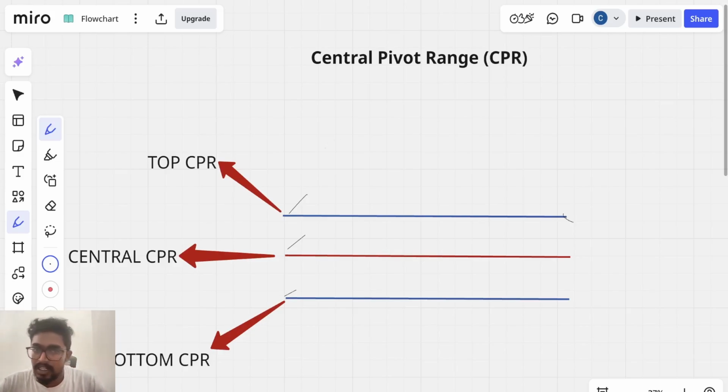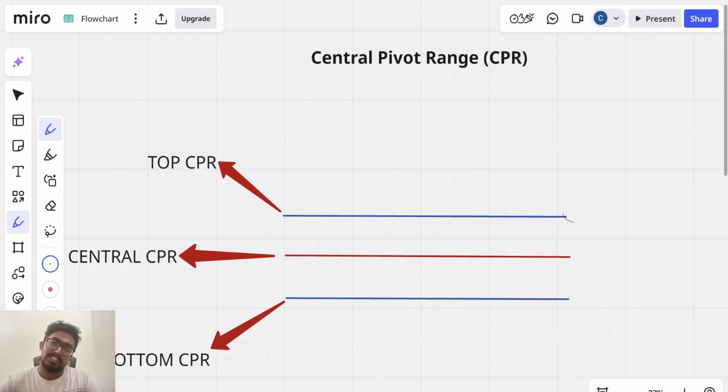For example, the market opens here. Yes, the market opens above this wide CPR. Why do we call it wide? Because you can see the distance between the top CPR and central CPR, as well as central CPR to bottom CPR. There is a distance, so this is a wide CPR.